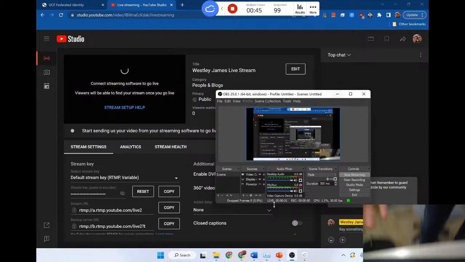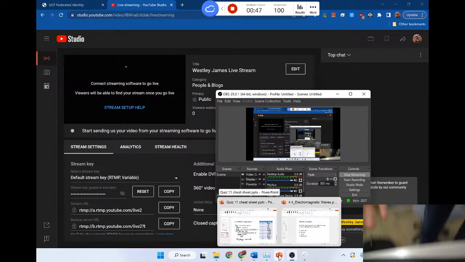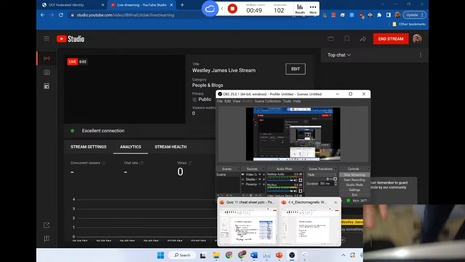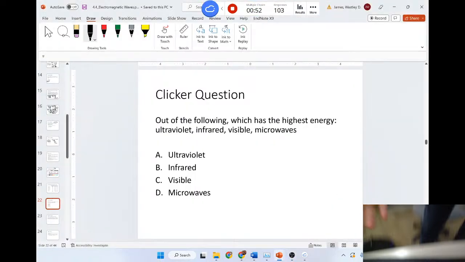Button and maybe it works. Yeah, great. All right. We'll see how long that works for.